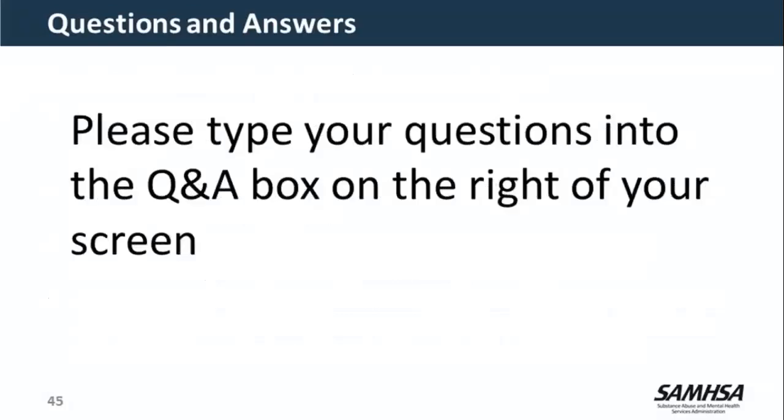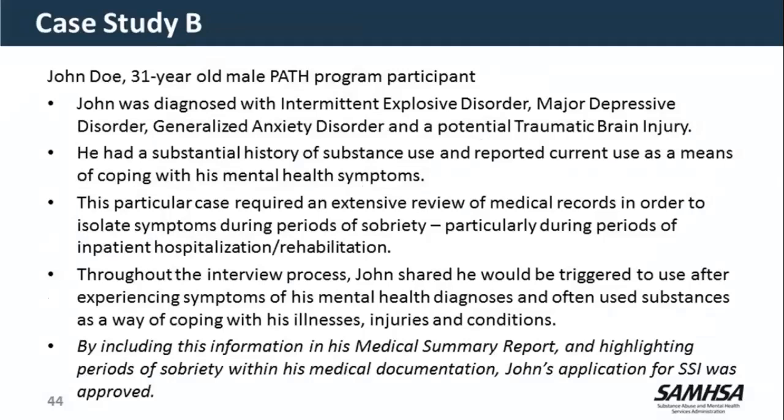My second case study here is for John Doe. John was a 31-year-old male PATH program participant. John had intermittent explosive disorder, major depressive disorder, generalized anxiety disorder, and a potential traumatic brain injury. So he had a substantial history of substance use and even reported some current use as a means of coping with his symptoms. This particular case required a really extensive review of the medical records in order to, again, isolate those symptoms during periods of sobriety, particularly during periods of inpatient hospitalization and rehabilitation, which he had several of.